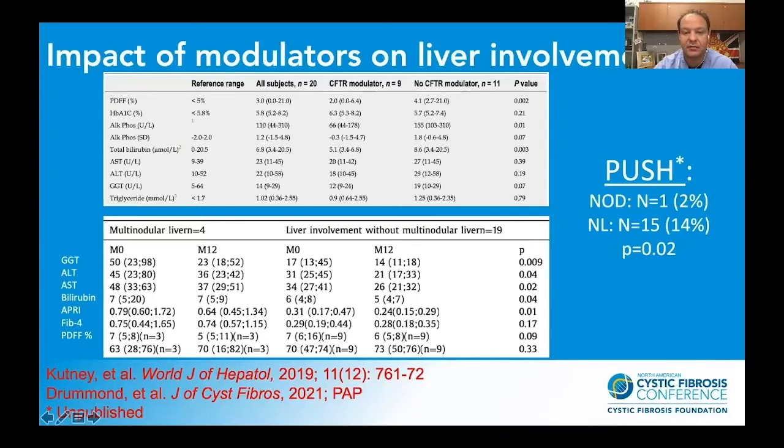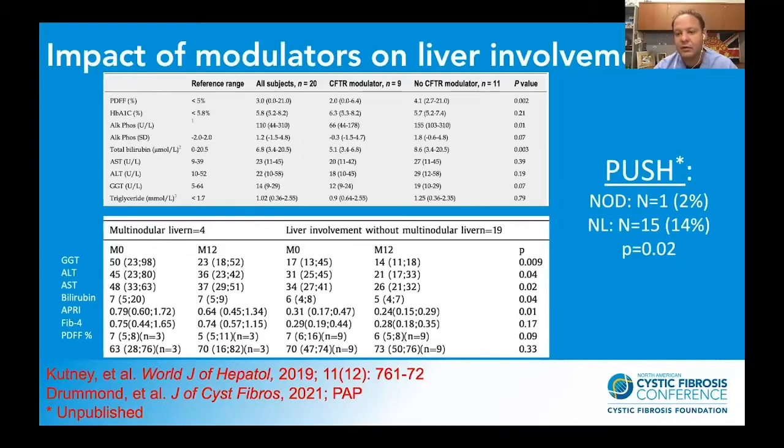You also see some mild improvement in alkaline phosphatase, but those were about the only changes we saw in this cohort. In the bottom is a group out of France who looked at patients, 4 of whom had multinodular liver involvement, and then 19 that did not. And looking at their conventional hepatic markers, you see decreases in GGT, ALT, AST, and bilirubin of those patients, again, on lumacaftor and ivacaftor, no changes in the other markers.